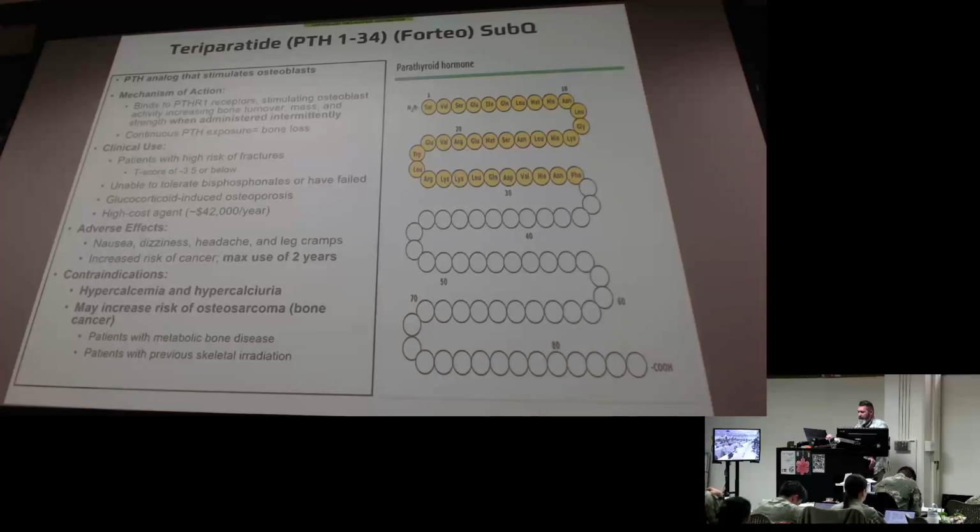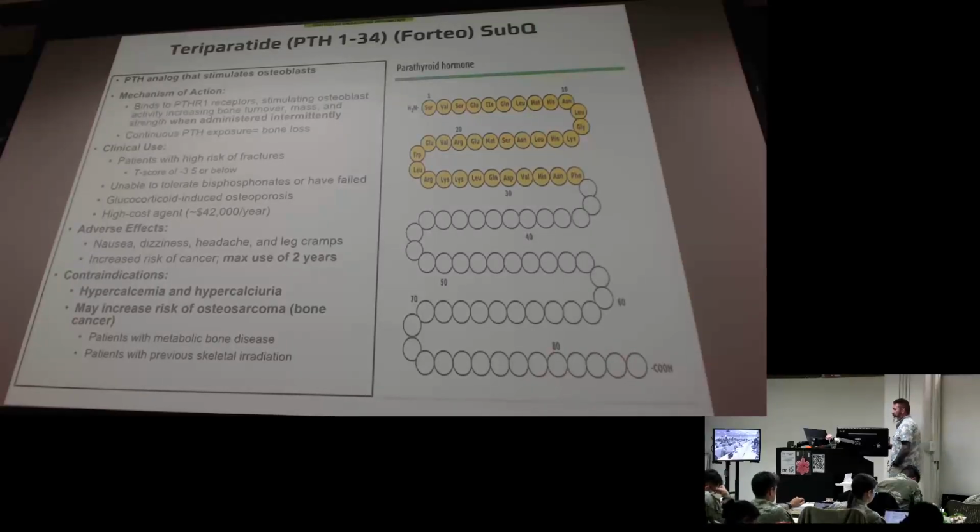So adverse effects: nausea, dizziness, headache, leg cramps. There is an increased risk of cancer, and therefore, in bold right there, you need to know, love it, own it forever: if you use teriparatide, 40, it's 2 years, that's it. So we said we can use it for the patients who are unable to tolerate bisphosphonates. Well, they're going to have to get tolerant after 2 years because you can no longer use it.